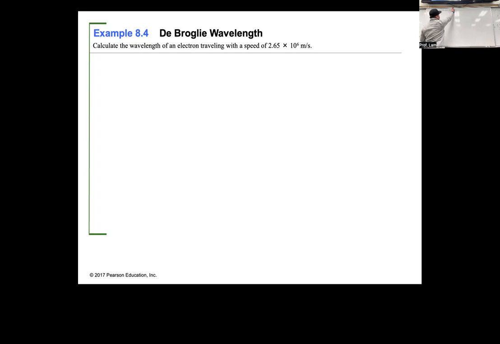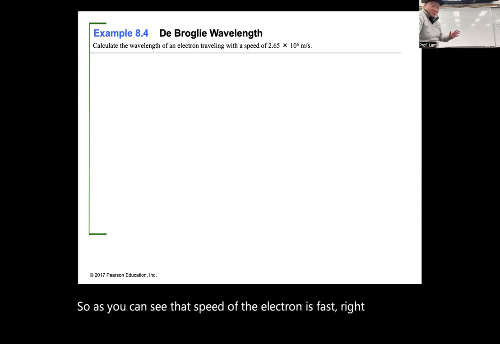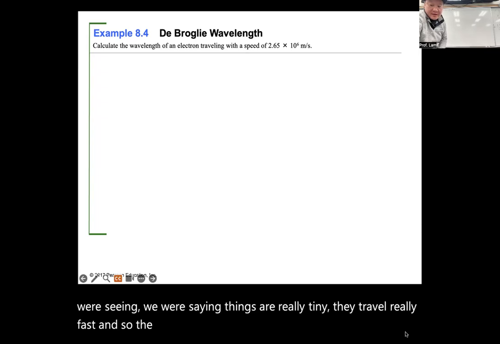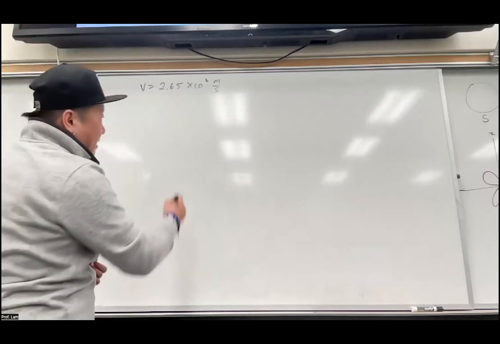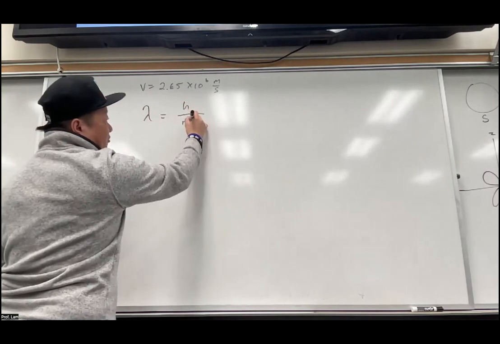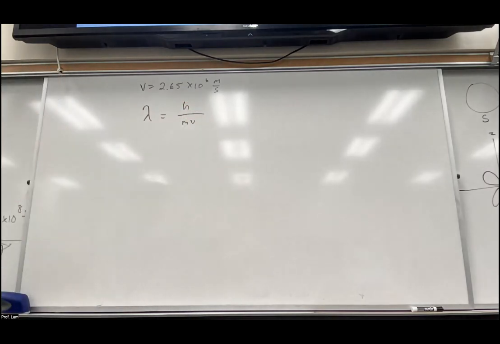So as you can see, that speed of the electron is fast, right? As we were saying, things that are really tiny travel really fast. And so the electron is going to have an appreciable wavelength here. So let's calculate it. The wavelength of an electron is Planck's constant over mass times velocity.